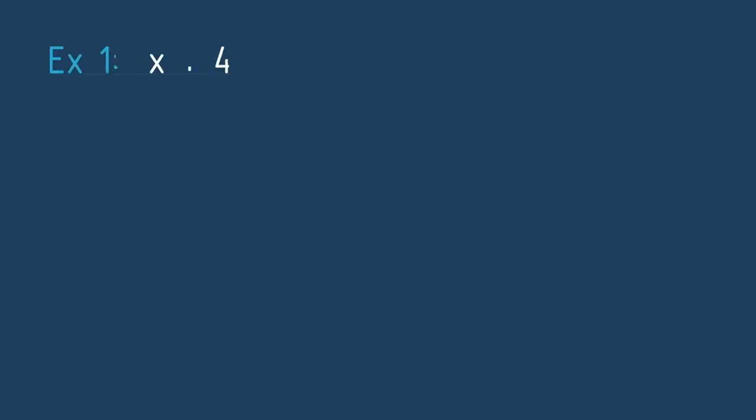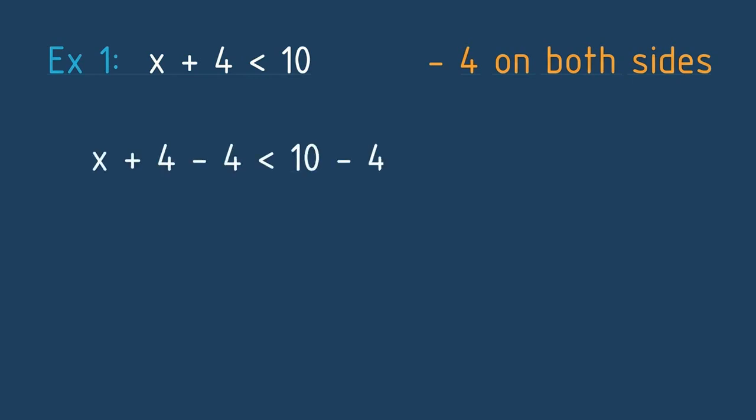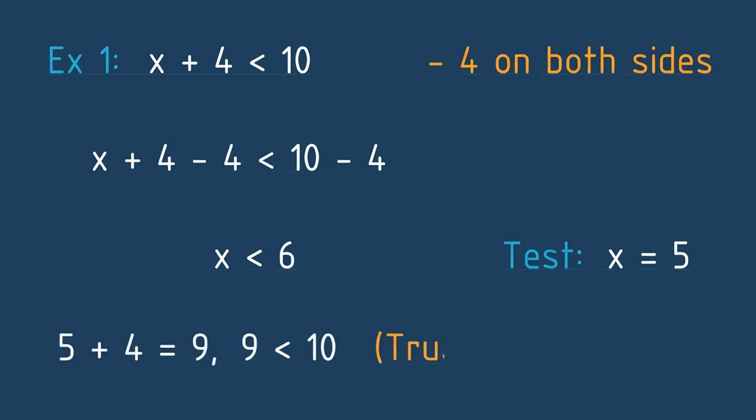Example 1 is x plus 4 less than 10. We want to isolate x, so subtract 4 from both sides. x plus 4 minus 4 less than 10 minus 4. Now simplify. x less than 6. That means any number less than 6 works. Let's test 5. 5 plus 4 equals 9, and 9 less than 10 is true.